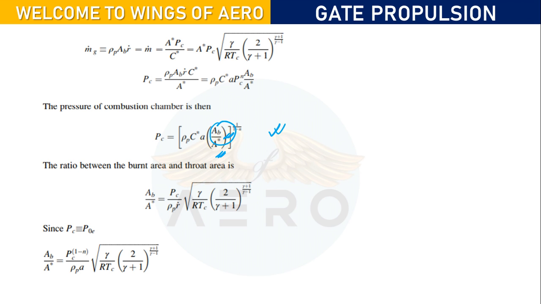AB is the burning surface. Area of a burning surface. Propellant burning surface, I can say. Rho P is the density of a propellant.